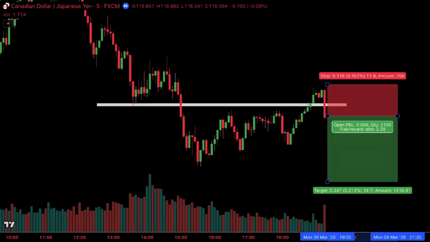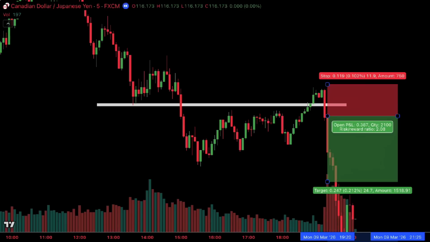Entry: at the close of the bait and switch candle. Stop loss: above the liquidity sweep. Target: the next key level. And as you can see, the market moves down and reaches the target as expected.